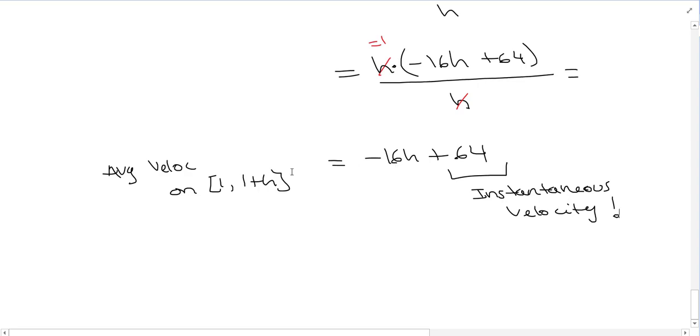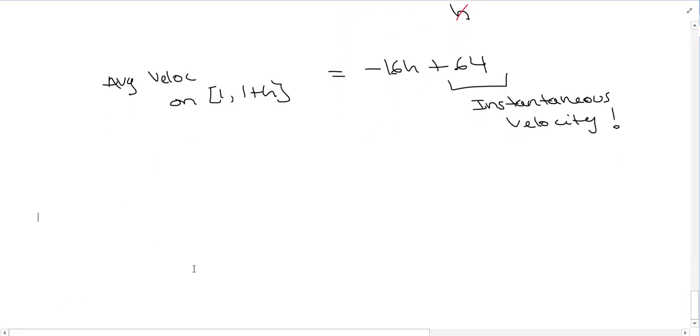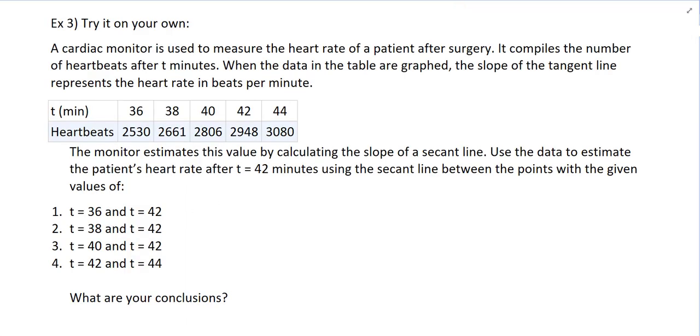All right, in the next video we'll do an example of another problem. I actually want you to try this problem on your own, and then in the next video I'll give you the answer. So try this example on your own. Pause this video so you can read the whole thing, and then go to the next video to see what the answers are.